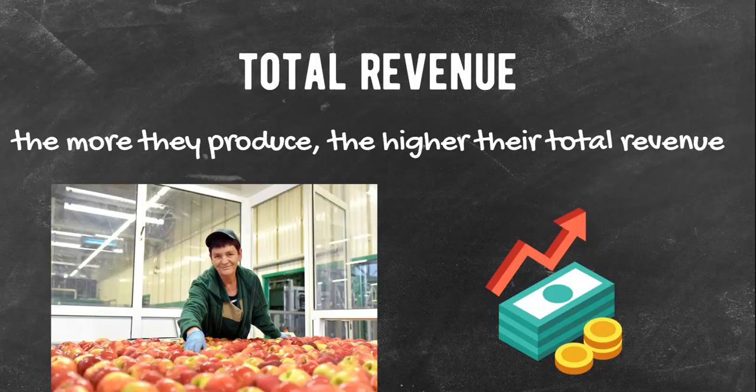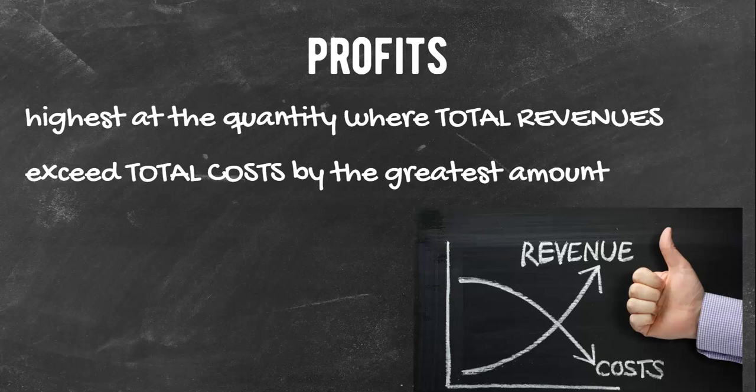Okay, and so let's talk a little bit more about total revenue. So as a perfectly competitive firm produces more, its total revenue increases at a constant rate because the market price stays the same, and that's for every unit sold. And so the firm can sell as much as it wants at that price. And profits are highest or losses are smallest at the output where your total revenue is farthest above total cost.